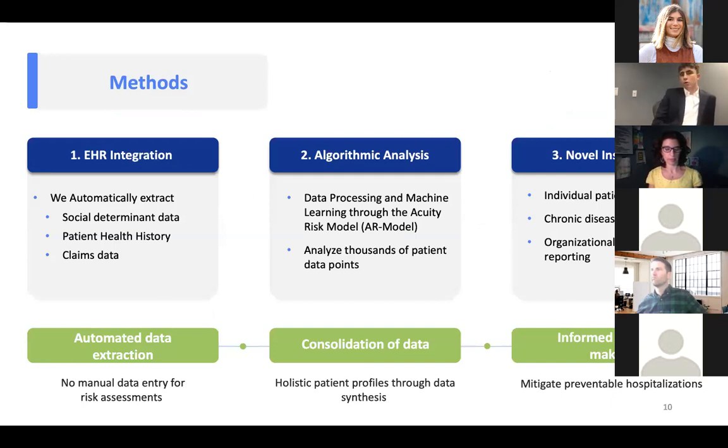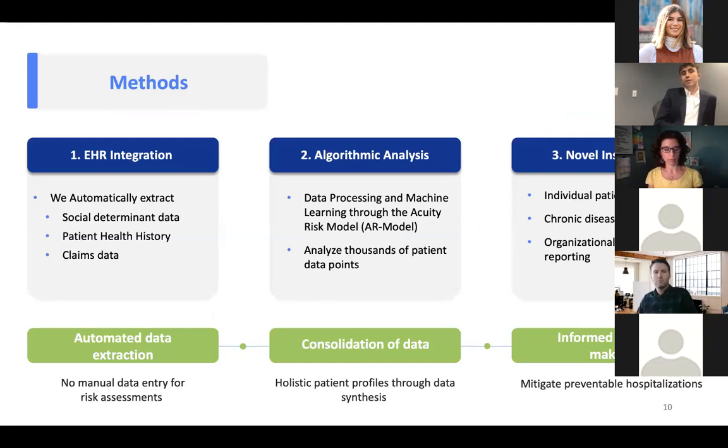So to provide a more granular step-by-step outline of this process, we start with an initial electronic health record integration, automatically extracting things like social determinant data, patient health history, claims data, basically all the relevant factors from the EHR. The automatic data extraction really eliminates the need for manual entry, which helps in accuracy, obviously, and comprehension.